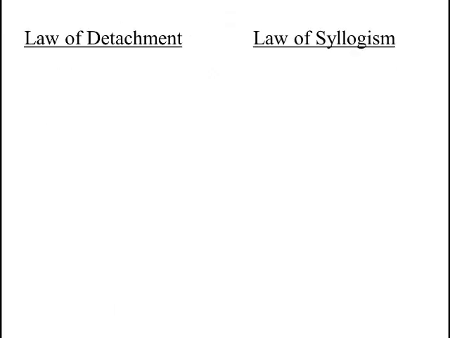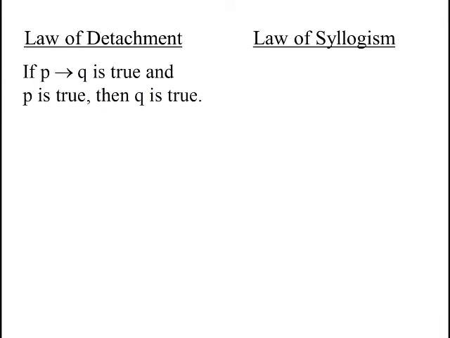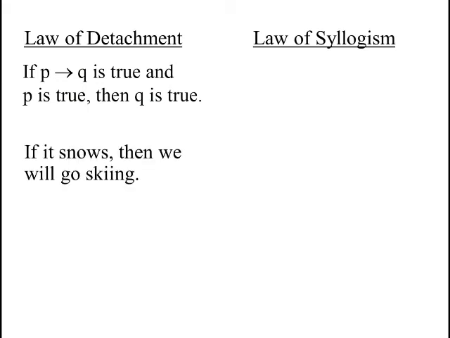So there are two main types of deductive reasoning arguments we're going to be looking at. Law of detachment's real simple. If P implies Q is true and P is true, then Q will be true. So if it snows, then we will go skiing. It snows. Therefore, what can I conclude? Therefore, we will go skiing.